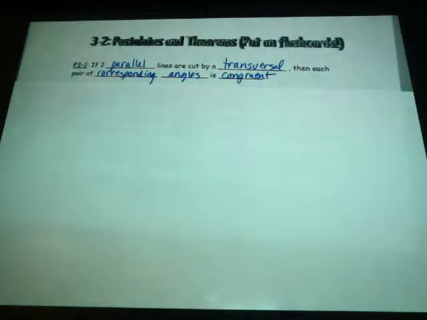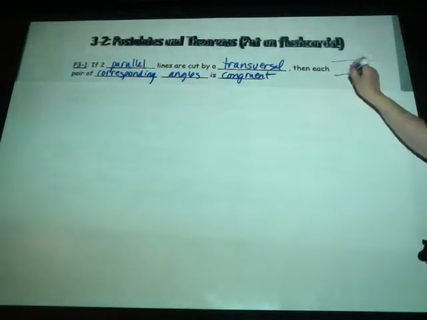So here's one of our first postulates. A postulate is something that could be proven but isn't. If two parallel lines are cut by a transversal, then each pair of corresponding angles is congruent. So you're going to want to draw a picture along with this. So the picture along this would be here.